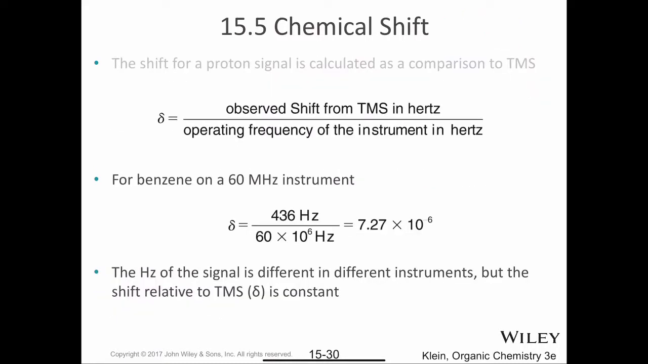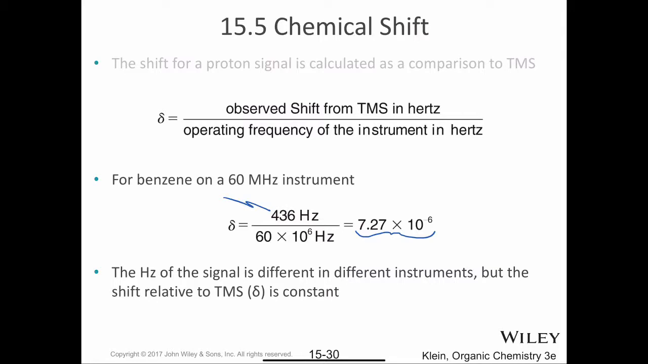Now let's say I run an NMR spectrum on benzene on a 60 megahertz instrument. Well, what you're going to see is that the observed shift of those protons in benzene from tetramethylsilane is actually different than what it was in the 300 megahertz instrument. But when we calculate the chemical shift, we take the observed shift and we divide it by the operating frequency of the instrument. And what's interesting is that my chemical shift ends up being the same number that it was when I used the 300 megahertz instrument.